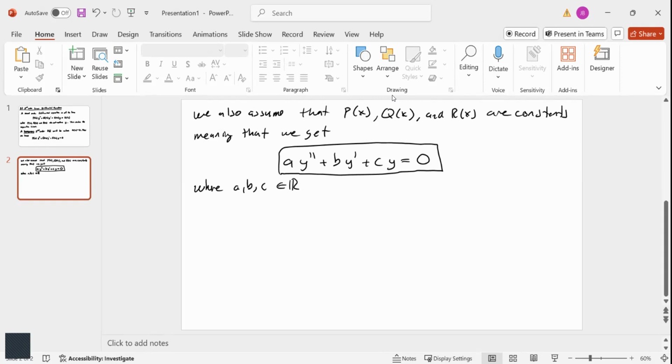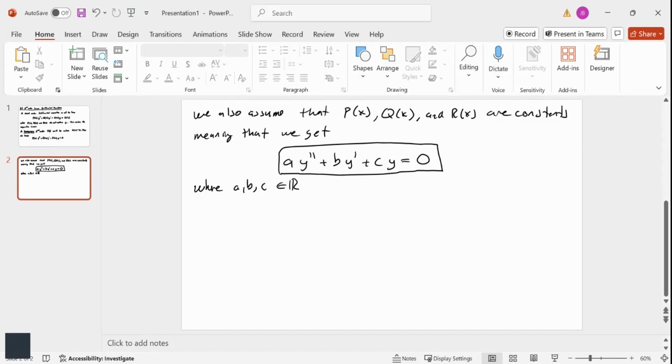In 3.5, we make g of x not equal to zero, and then we analyze that scenario. So this is the equation that governs this entire chapter, and you just have to be very comfortable with this type of equation.